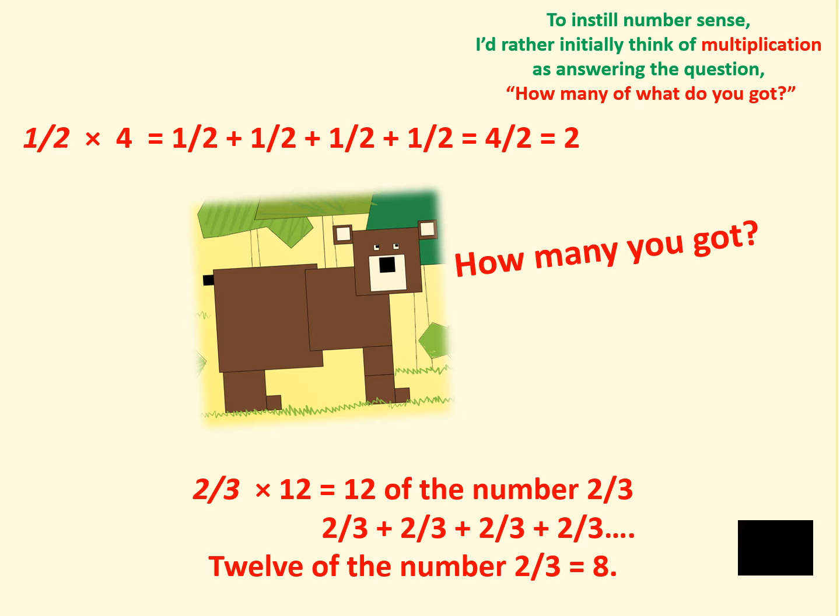Suppose we multiply 2/3 by 12. Well, what have we got? We've got 2/3 and 2/3 and 2/3 and so on. We have 12 2/3s. Well, that doesn't add up to 12, does it? No, 12 2/3s equals 8. Again, something children are not ready to expect.